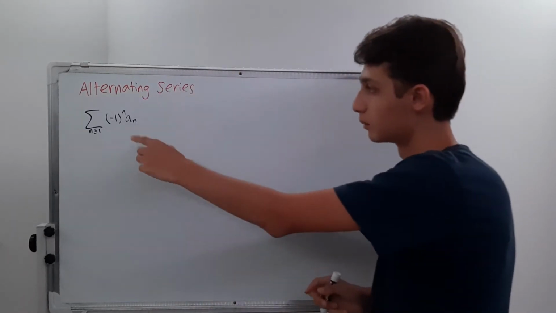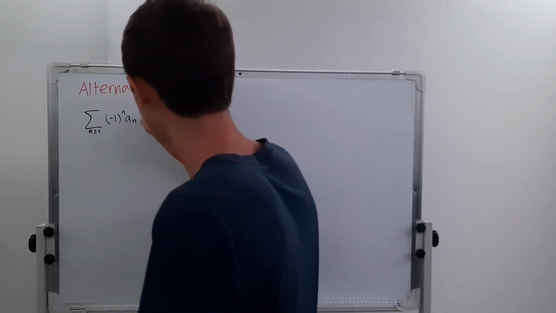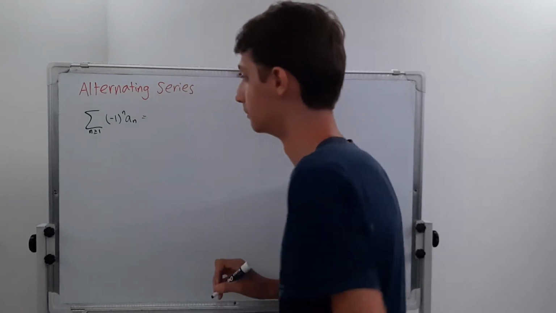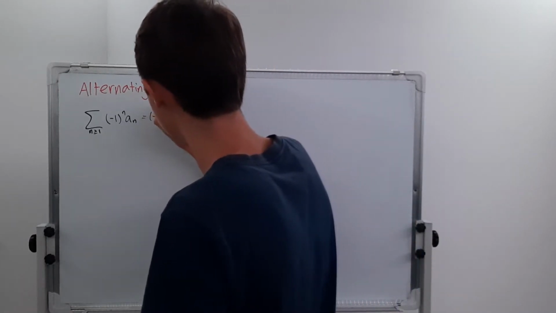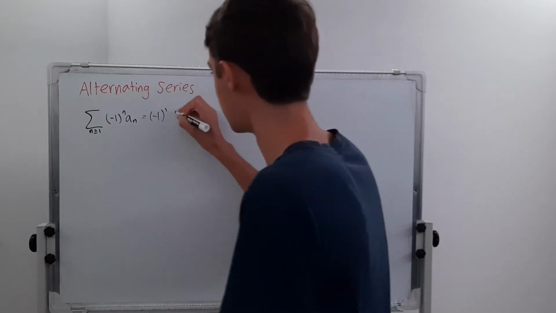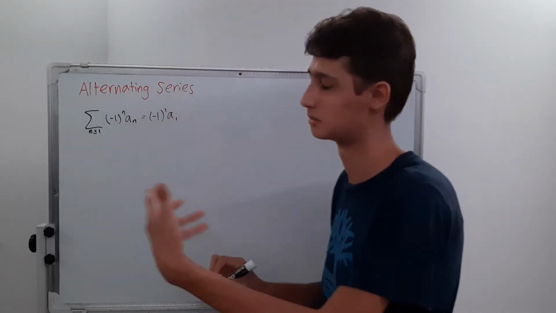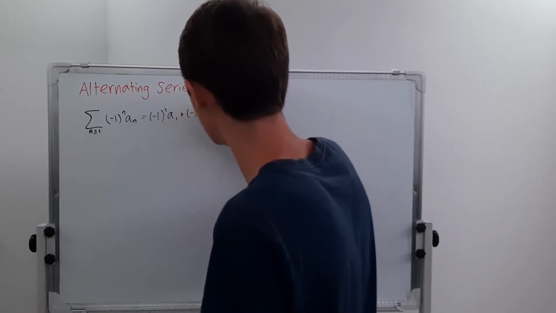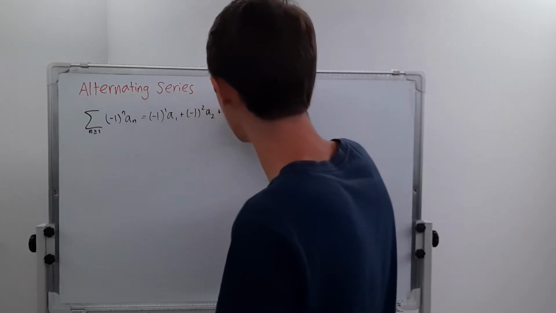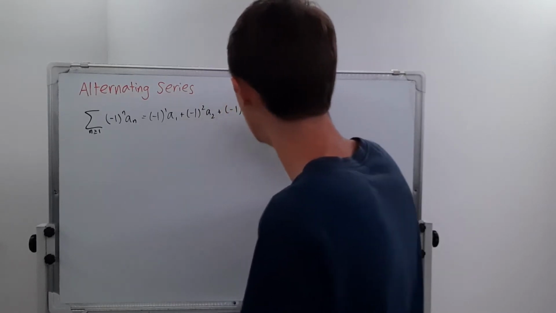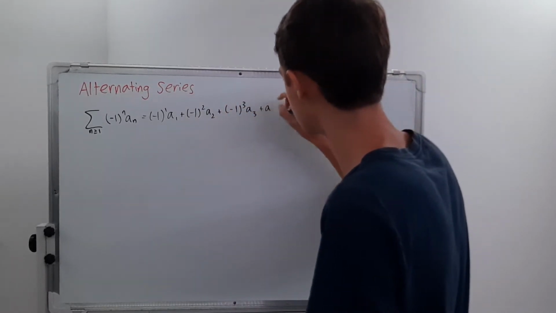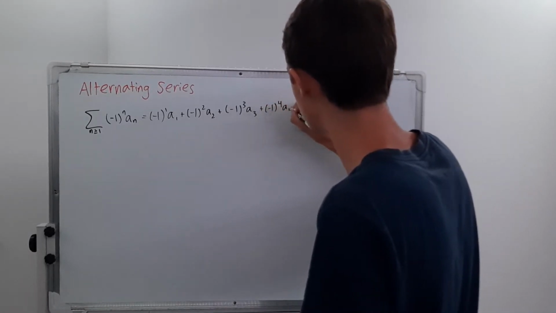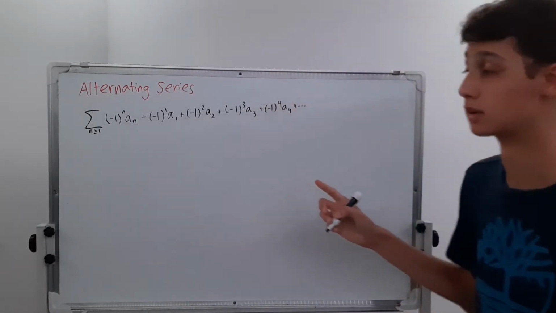So, why is this called an alternating series? Basically, all you do is plug in your n values starting at 1, and you'll notice a pattern. So -1 to the first power times a sub 1. And your a sub 1, a sub 2, those don't really matter, plus -1 squared, a sub 2, plus -1 cubed, a sub 3, and then you keep adding. I'm just going to go -1 to the fourth, a sub 4, and then you just keep adding some more terms, basically.